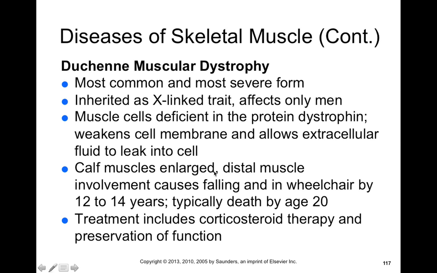Typically, these individuals will be wheelchair-bound by 12 to 14, and due to muscle weakness, they get respiratory failure, and that leads to death by age 20. Now, treatment includes corticosteroids to reduce the inflammation, and you get some preservation of function here.